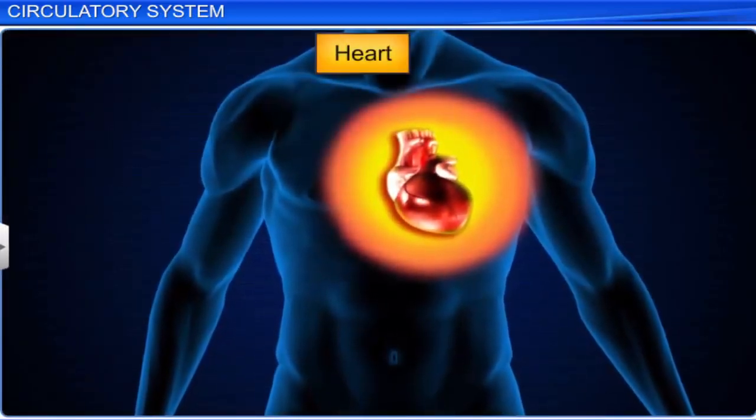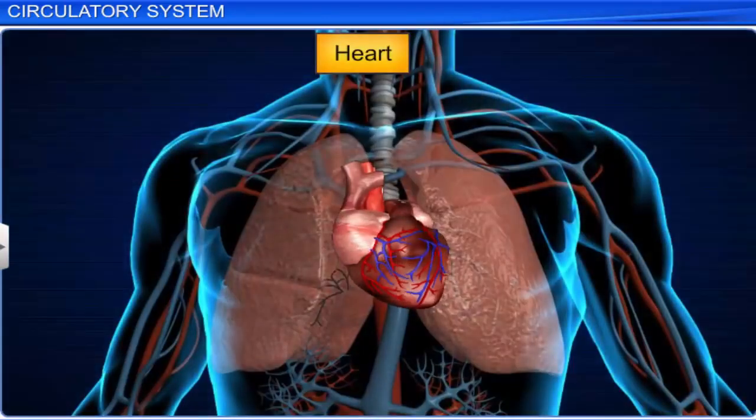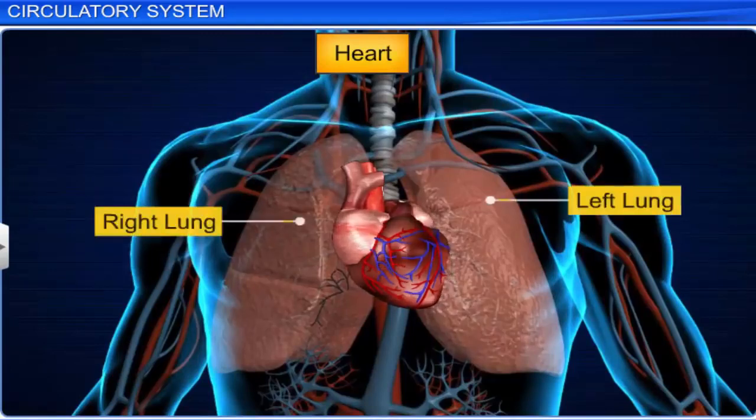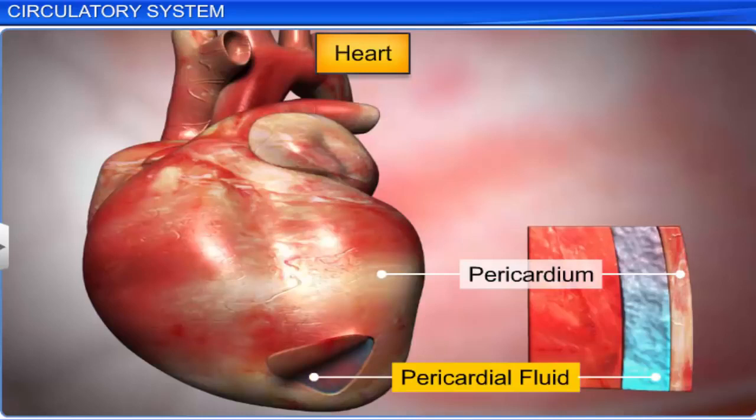Now let's look at the structure of the human heart in detail. The heart is about the size of a fist and lies in the thorax between the two lungs, slightly tilted towards the left lung. It is protected by a double-walled membranous sac called the pericardium, which encloses pericardial fluid.